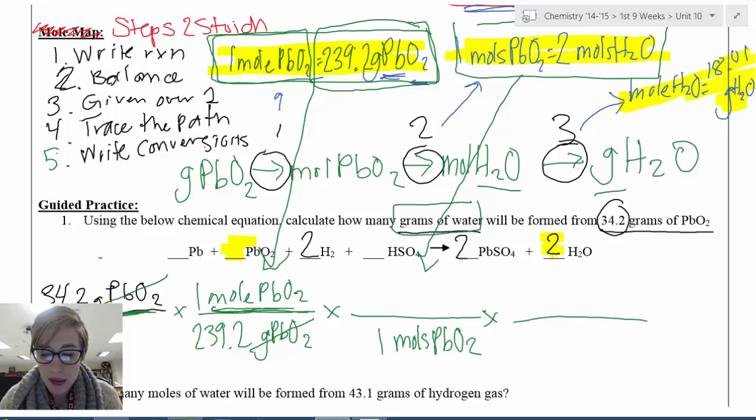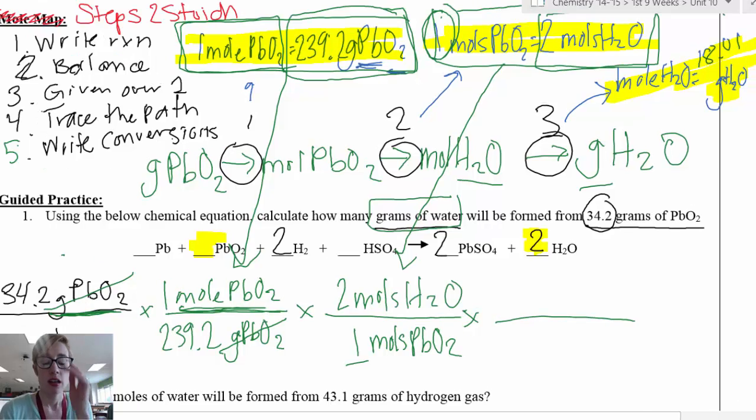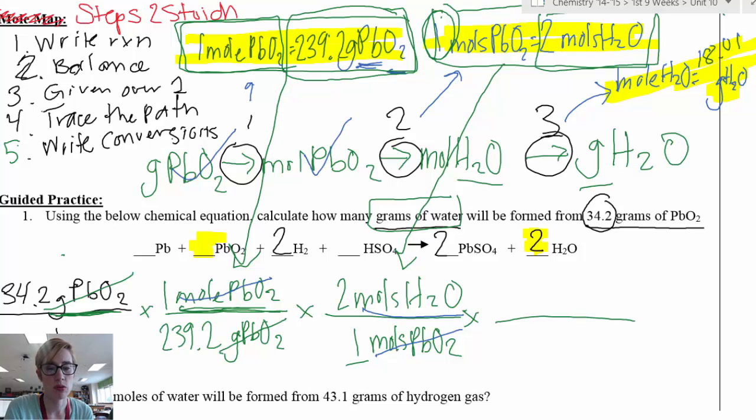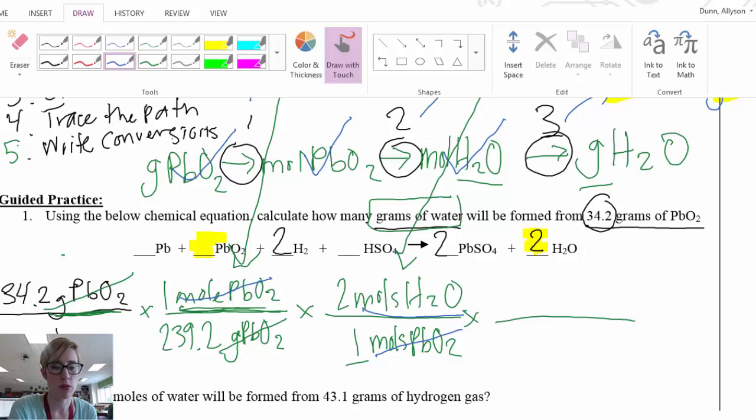And up here, it says 1 mole of PbO2. That's why I put the 1 down here. Now, the other part of my conversion factor is right here, 2 moles of water. So that's going to have to go on the top of this fraction. Okay, so now that we've done that, we can actually cancel out moles of PbO2, and now we're in moles of water, right? So let's refresh. We went from grams to moles, and now we're in moles of water. So the last thing I have to do is use my third conversion factor to go to grams of water.